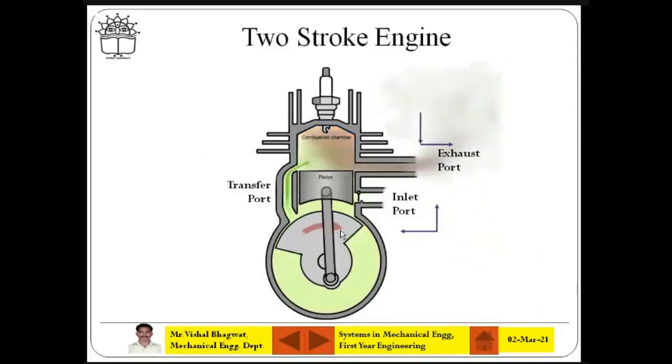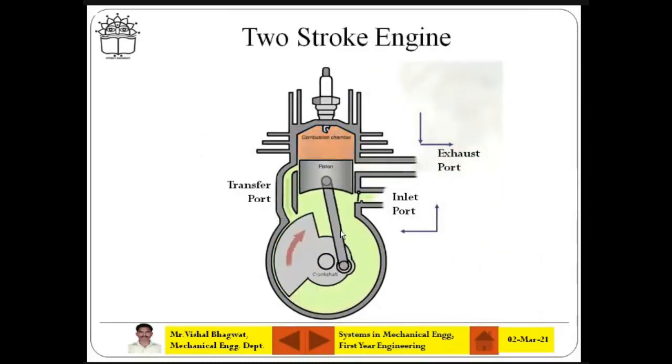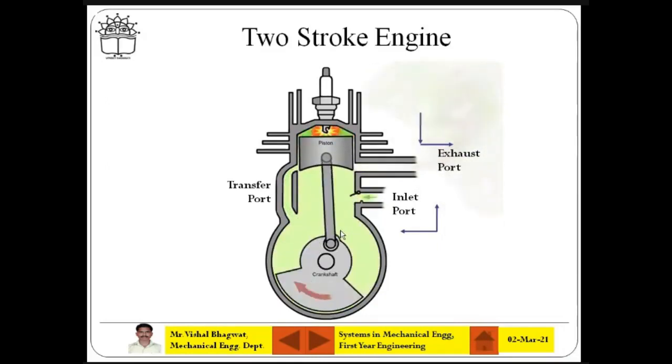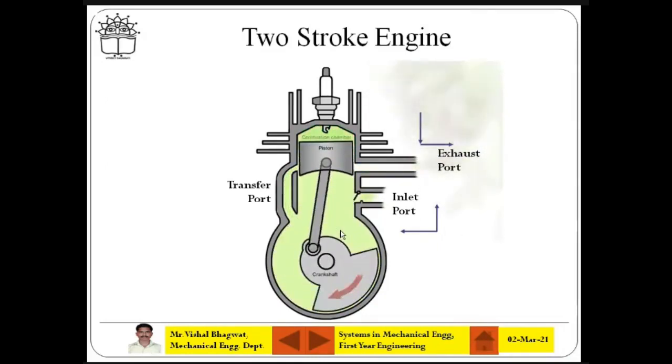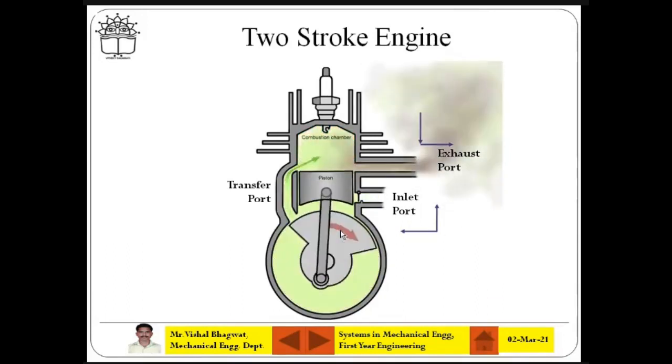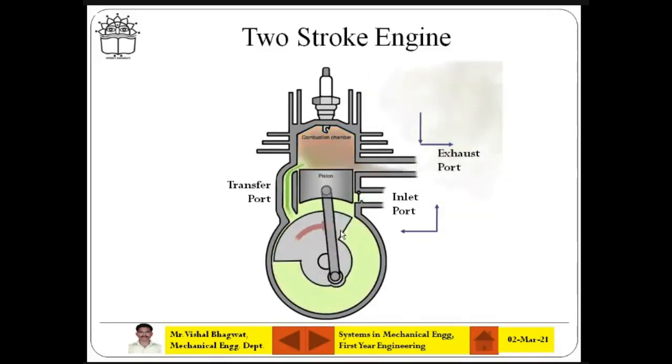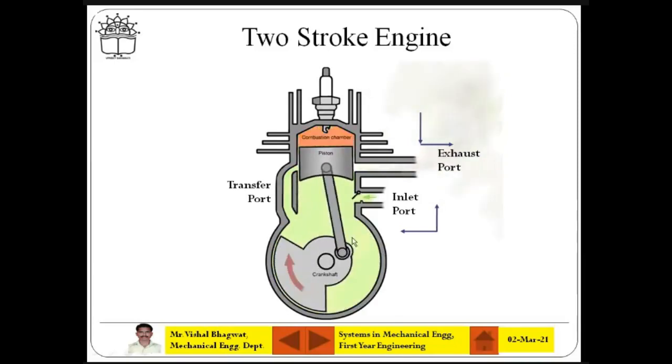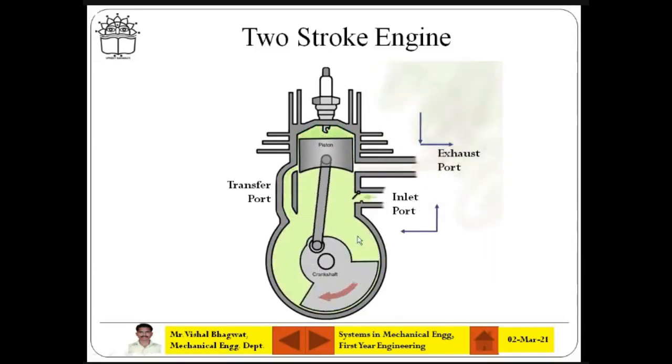This is important. The last part of today's lecture is the two-stroke engine. The two-stroke engine means one down movement and one up movement, so two strokes. The construction is a little different because here you do not have valves, but you have ports, an inlet port and an outlet port. Are you able to see it?